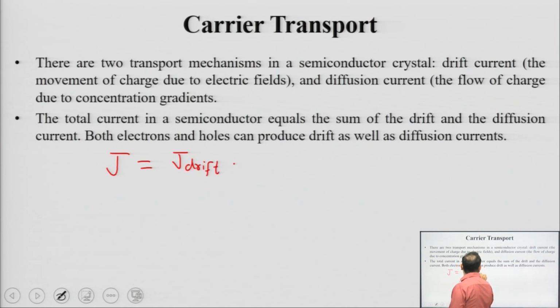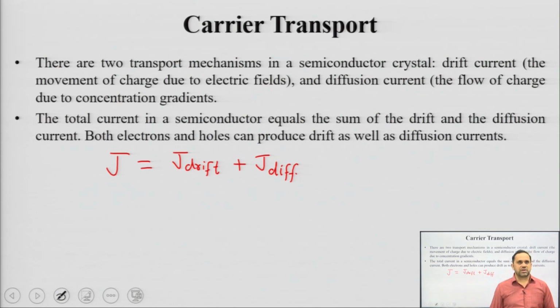It will have drift as well as diffusion. I will use these subscripts, drift for, or I can say use dr also. These subscripts basically tell you the individual components of current. Drift current usually happens whenever there is an electric field present across a semiconductor. Now, the requirement is the presence of an electric field.